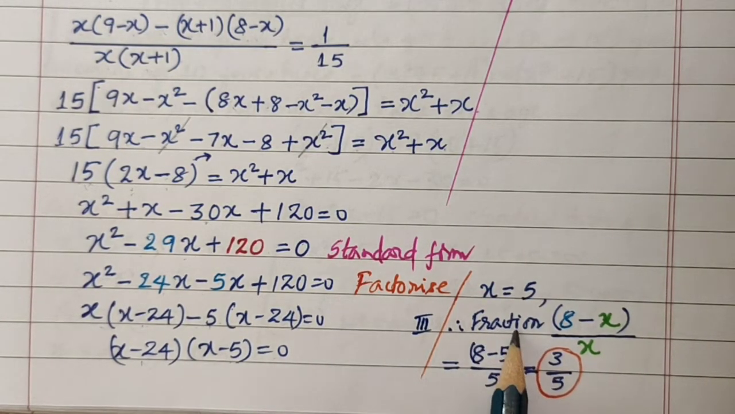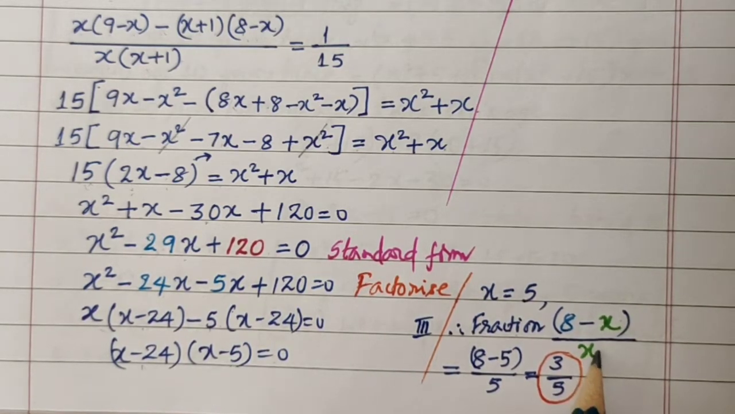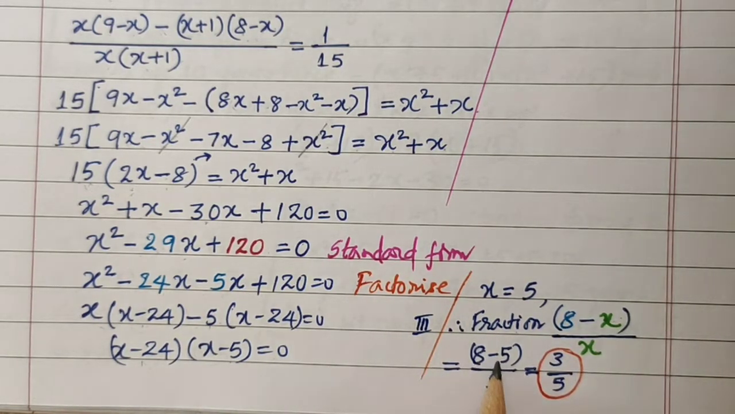Therefore, the fraction is equal to 8 minus x divided by x, because we have taken x as the denominator, then the numerator is 8 minus x. Therefore 8 minus 5 divided by 5 is equal to 3 by 5.